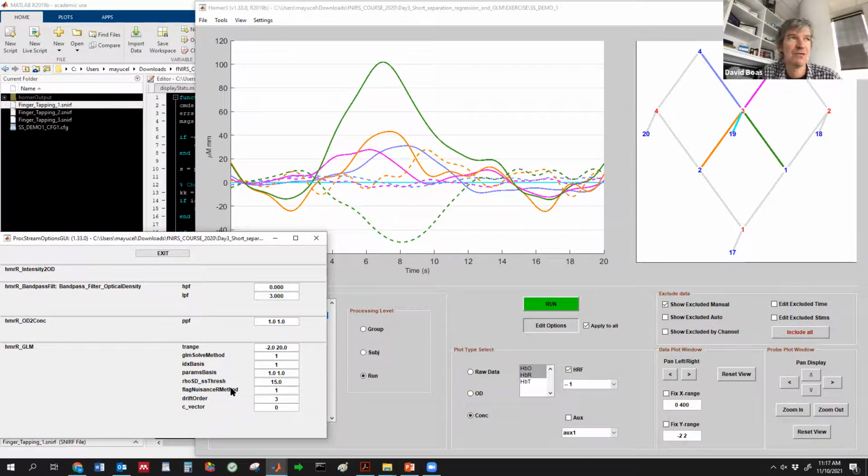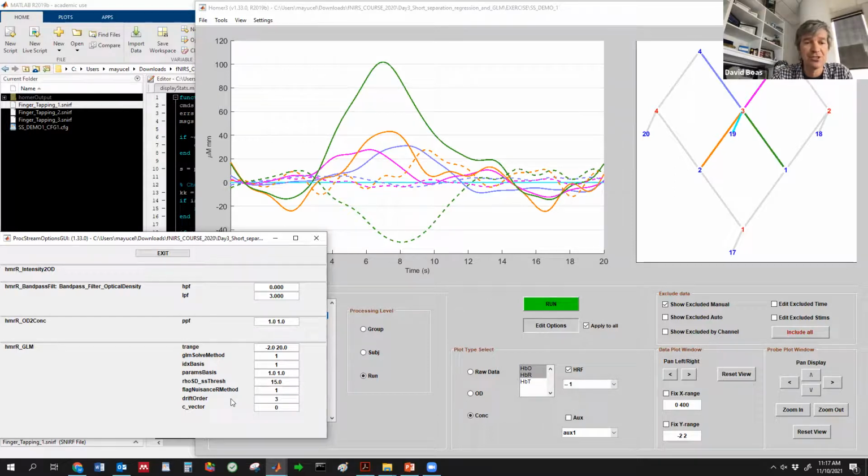The reason we don't use the nearest short separation channel anymore is because sometimes that channel is noisy. Maybe it just had hair underneath that channel, and you just have a noisy measurement. And so you don't want to use that as a regressor because it's just going to add noise to your estimate of brain activity. So that's why we added option 1, which uses the short separation channel that's most correlated with the given long separation channel. So that's the one we mostly use.